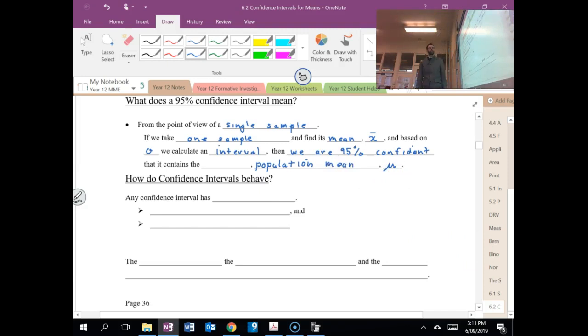Mu. That's what it means. One sample used to calculate our interval, 95% sure that it contains the population mean.